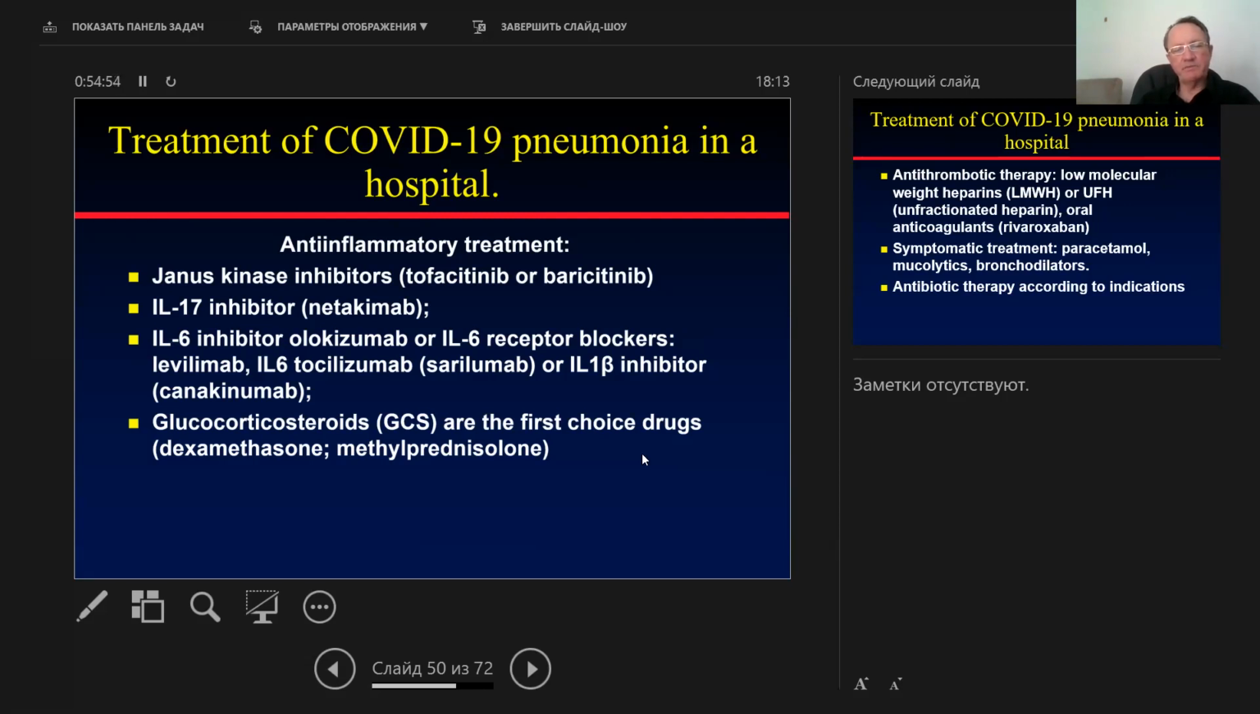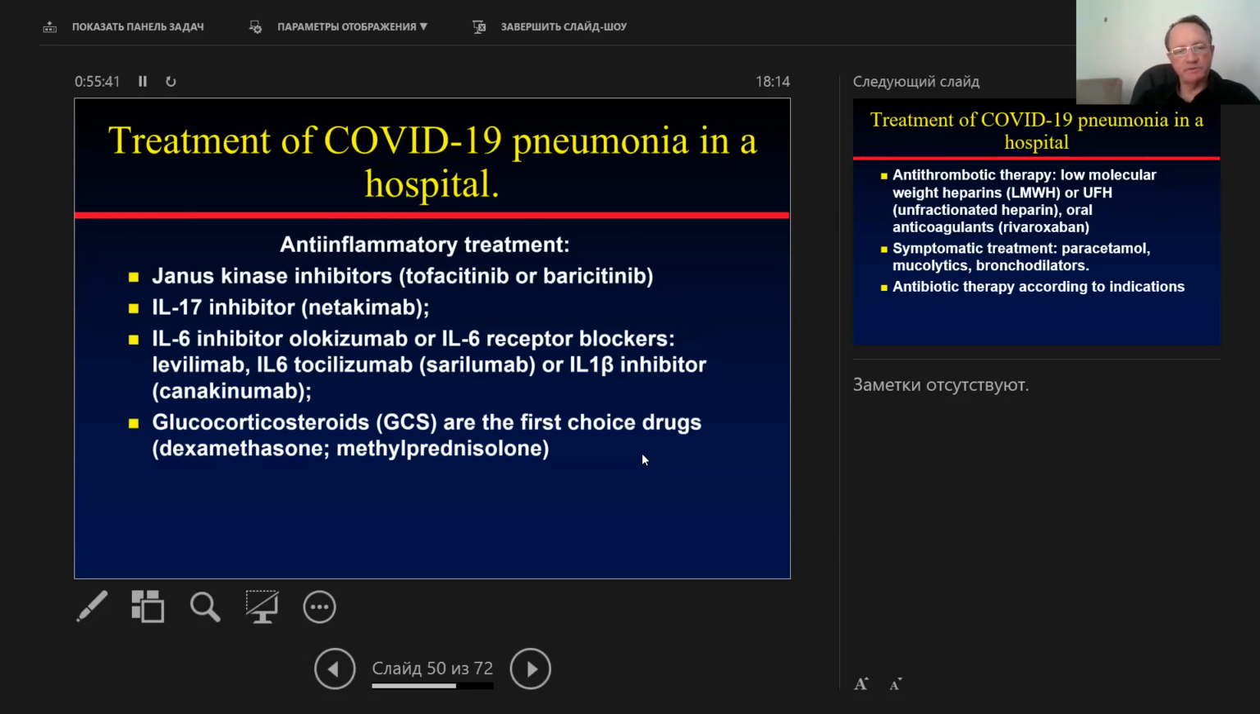In the mild course, we can recommend and use so-called Janus kinase inhibitors, tofacitinib or baricitinib, an interleukin 17 inhibitor, netakimab, and interleukin 6 inhibitors, very important, olokizumab, levilimab, and for example, in severe cases, we can strongly recommend tocilizumab, sarilumab, but the most effective among these interleukin 6 inhibitors is tocilizumab.